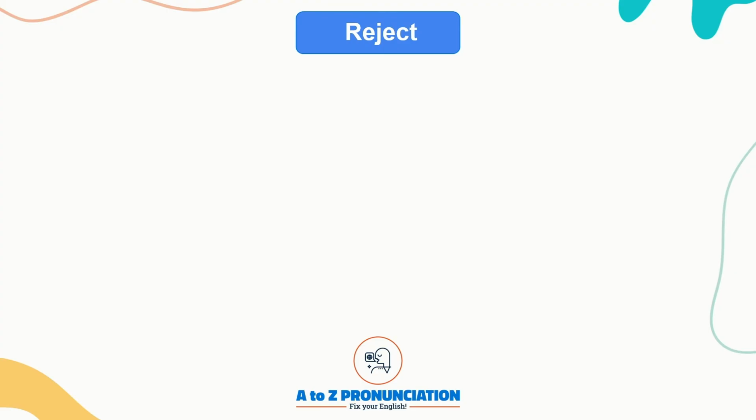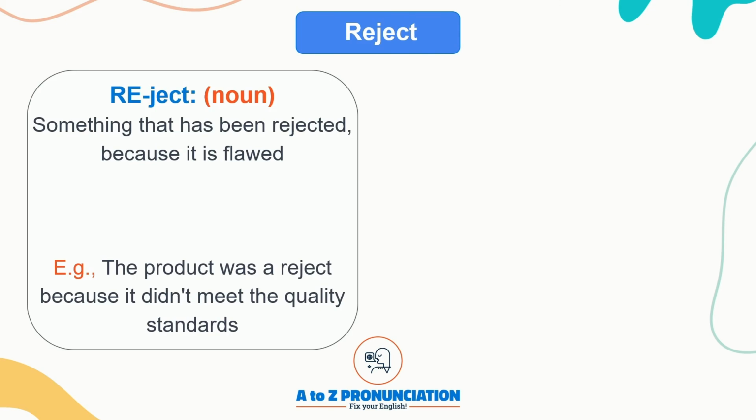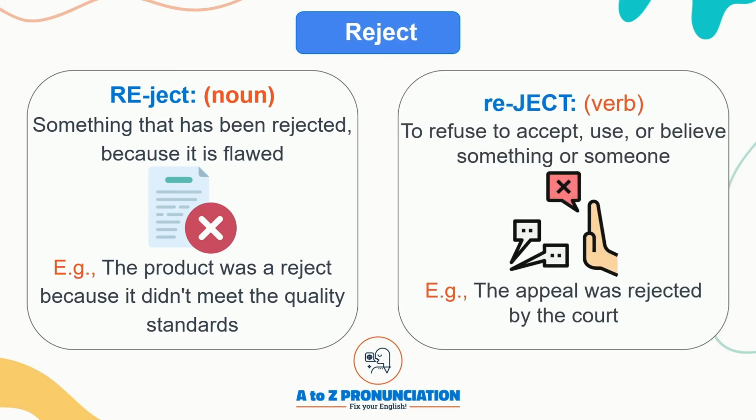Reject and reject. Reject is a noun of something that has been rejected, basically, because it is flawed. Let's take an example. The product was a reject because it didn't meet the quality standards. Reject in the verb form means to refuse to accept, use, or believe something or someone. For example, the appeal was rejected by the court.